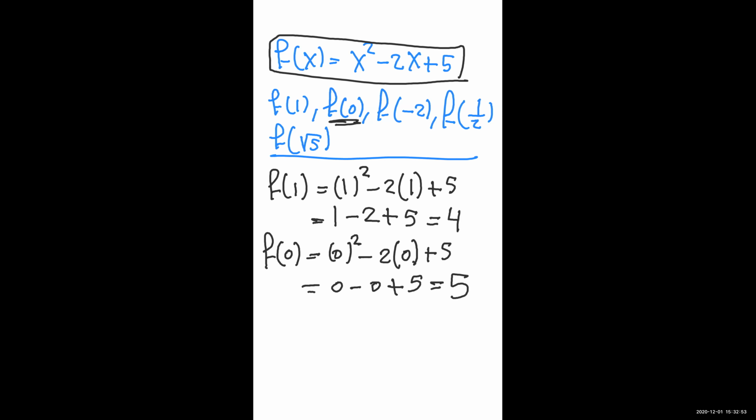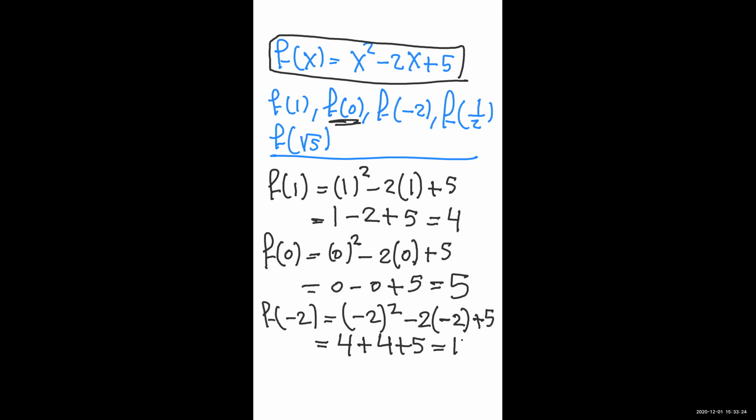Okay, now get f of negative 2. f of negative 2 will equal x squared in the main function, which is negative 2 squared, minus 2x, which is minus 2 times negative 2, plus 5. So it will equal negative 2 squared, which means 4. Negative 2 times negative 2 means positive 4, plus 5. So it will equal 8 plus 5, 13. So f of negative 2 will equal 13.